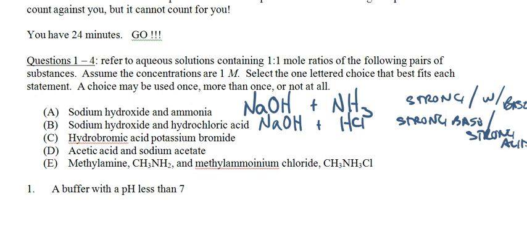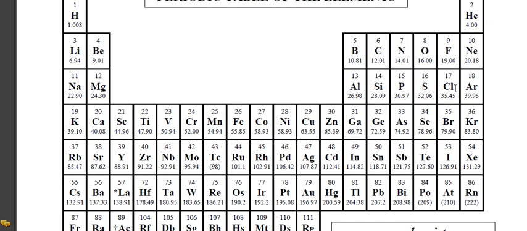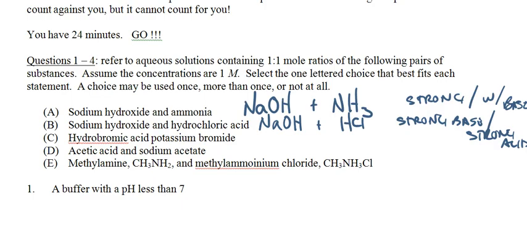And then in C, we have hydrobromic acid with potassium bromide. So hydrobromic, is that one of our 6 strong? We have hydrochloric, hydrobromic, hydroiodic. So absolutely hydrobromic. And if you're not sure, take a look at the periodic table. So hydrobromic is a strong acid, and potassium bromide is actually the conjugate of a strong base with the conjugate of a strong acid, which is just a salt. So potassium bromide's pretty worthless as a buffer component.